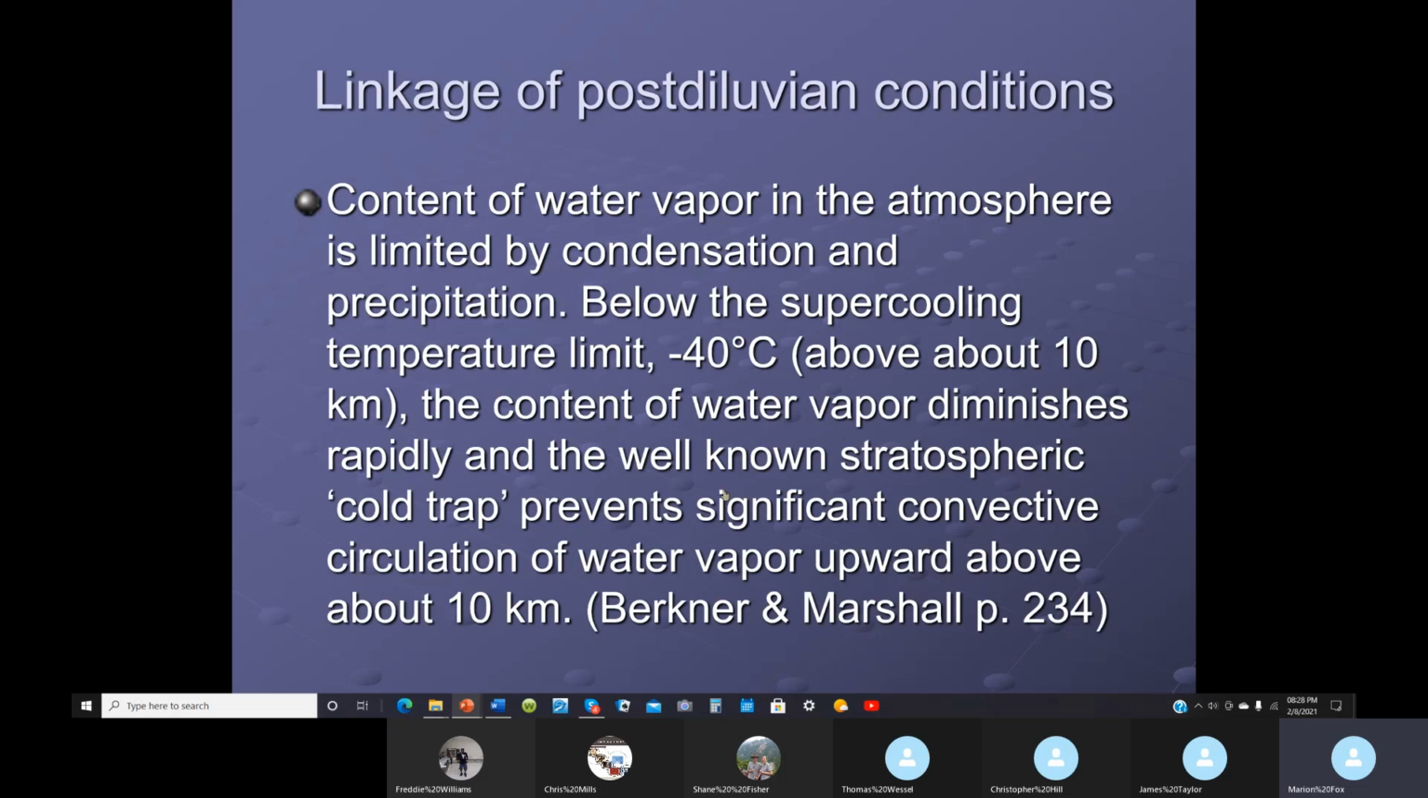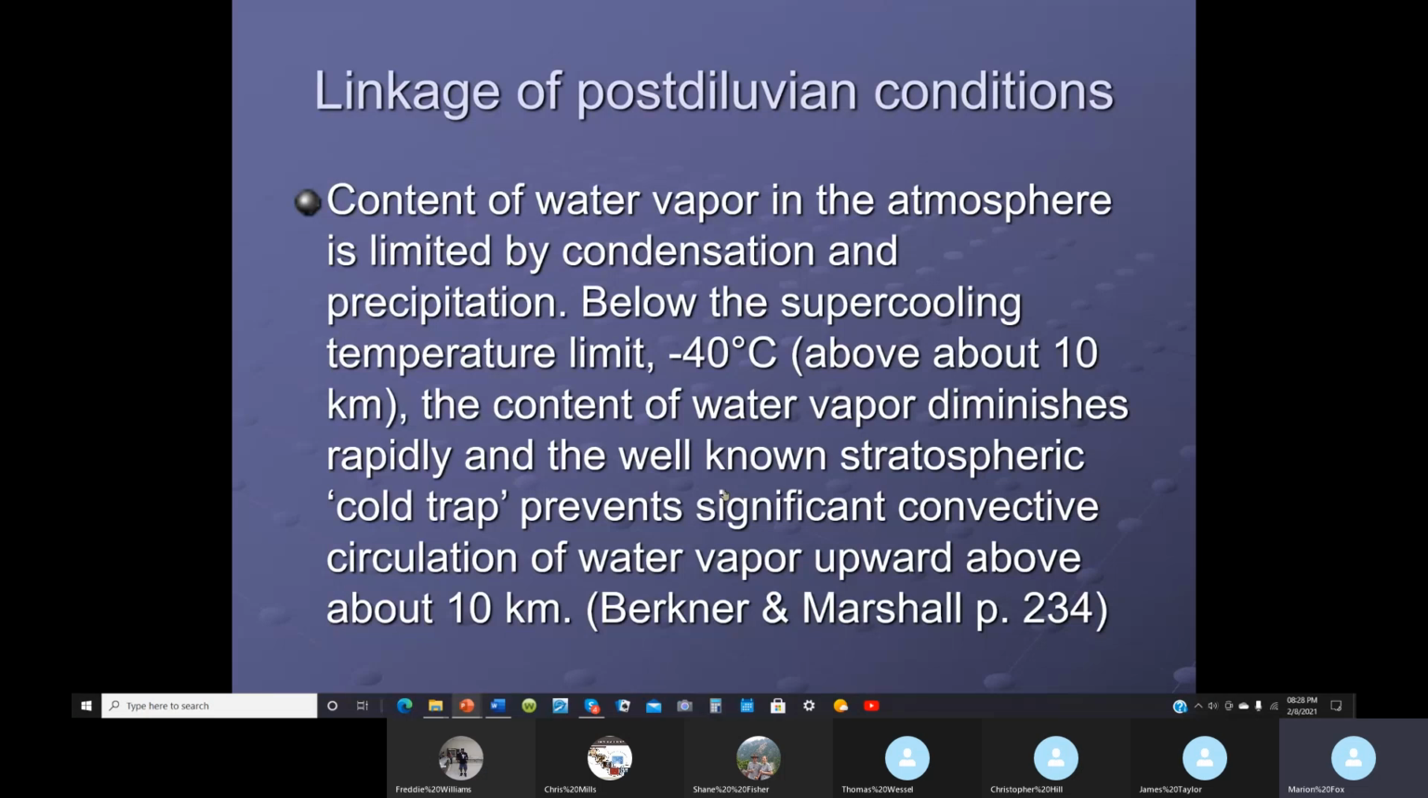Content of water vapor in the atmosphere is limited by condensation and precipitation. Below the supercooling temperature limit, minus 40 degrees Celsius, above about 10 kilometers. That's also minus 40 degrees Fahrenheit. That's where they're equal, incidentally. That's typically a question sometimes in physics or chemistry courses, just to trick the students. Minus 40 Fahrenheit equals minus 40 Celsius. That's where the two axes, the graphs, cross one another. That's the one point where they cross.